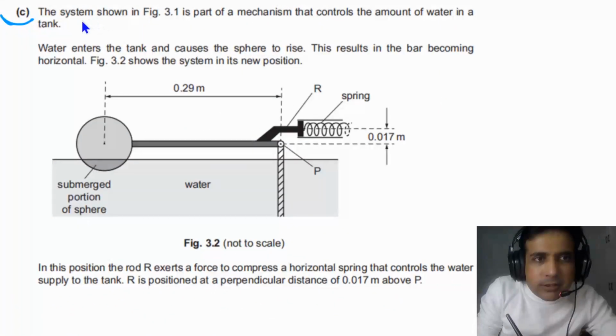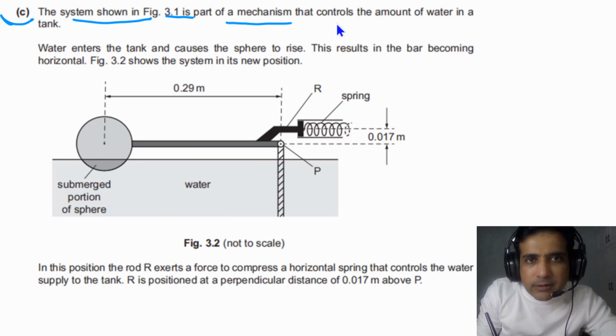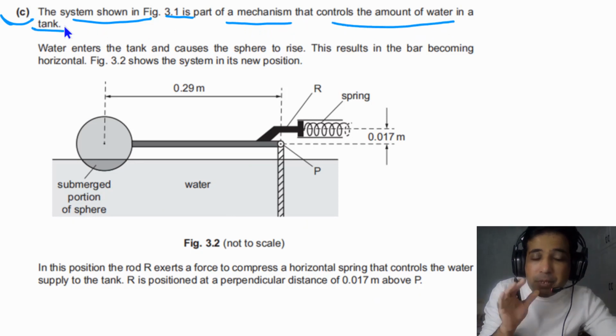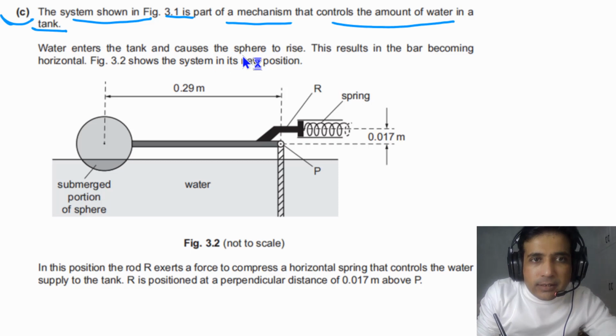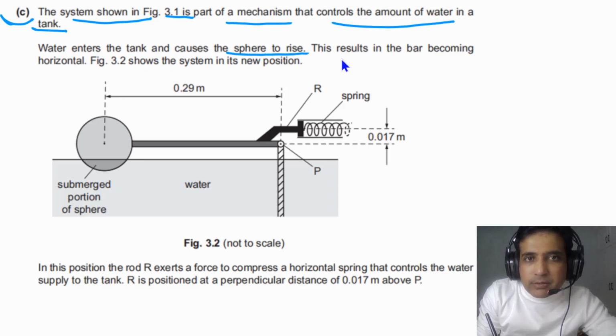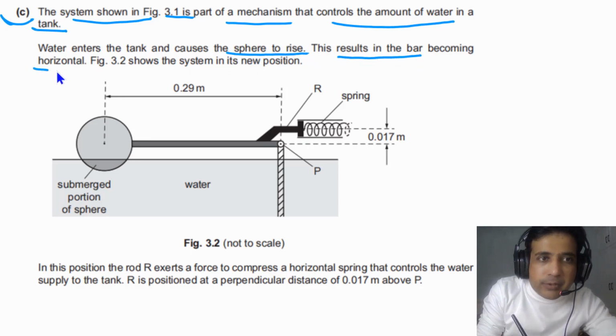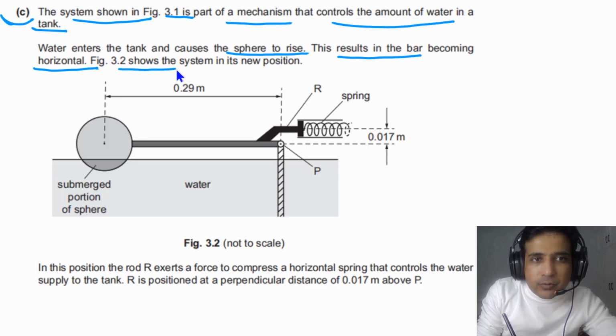For part C, it is given to us: the system shown in figure 3.1 is part of a mechanism that controls the amount of water in a tank. It is a practical application of how we control the amount of water in a tank. Water enters the tank and causes the sphere to rise. This results in the bar becoming horizontal. Figure 3.2 shows the system in its new position.